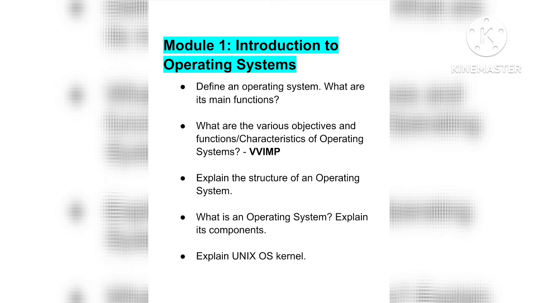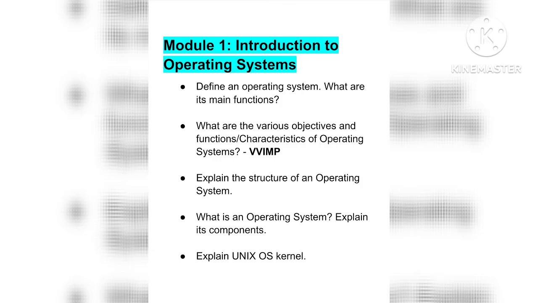Now let's look at the objectives and characteristics of an OS. An operating system provides user convenience, system efficiency, and the ability to evolve. Important characteristics include multitasking, multi-user support, and resource management. Next, let's talk about the structure of an operating system. Most operating systems follow layered, monolithic, or microkernel architectures, depending on how components are organized.